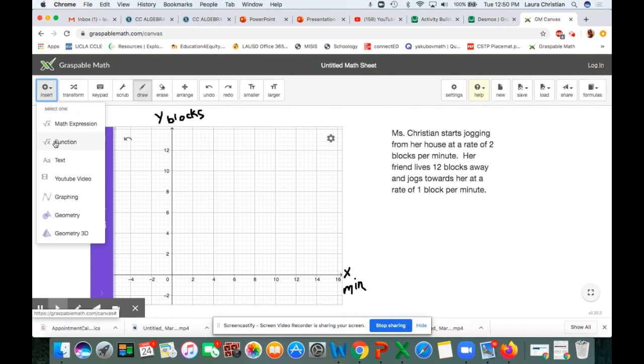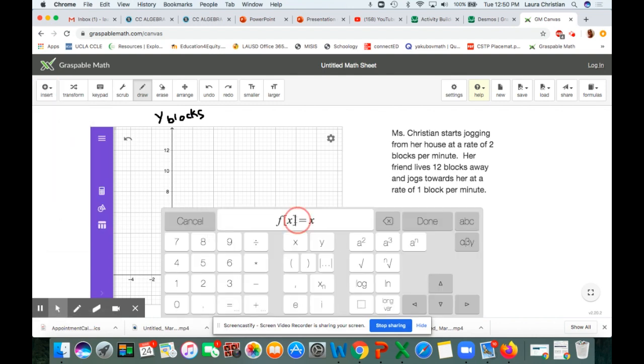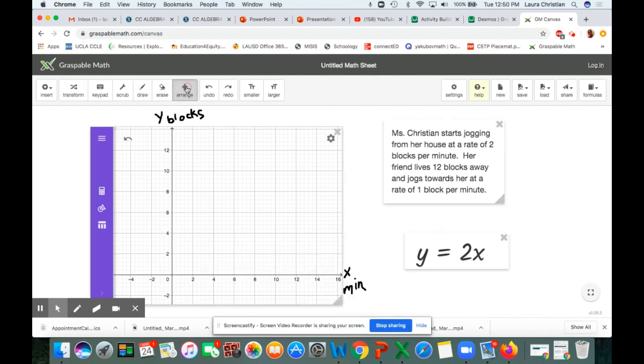So for our first equation for Miss Christian, I have y equals, and I'm jogging at a rate of 2 blocks per minute. So this right here shows that it is 2 blocks per minute, and my y is how many blocks total I am running.